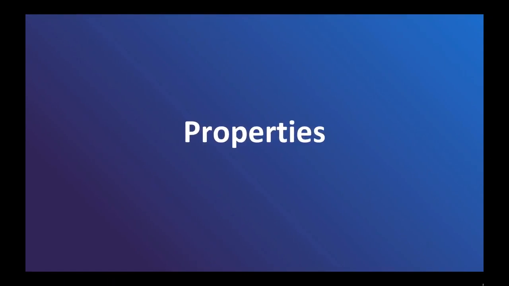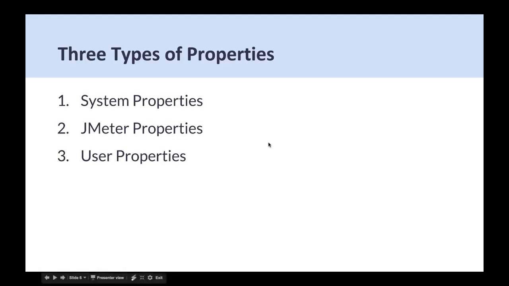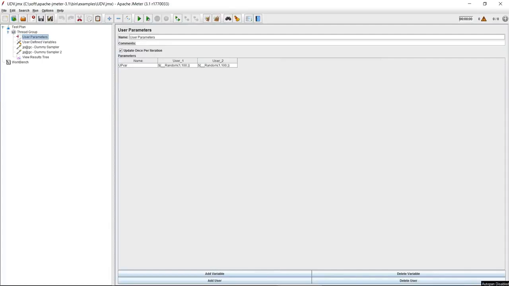Let's move on to JMeter properties. JMeter properties are global and can be defined outside the test plan. Properties control various aspects of the behavior of JMeter and can be accessed and manipulated by elements of your test plan. There are 3 types of JMeter properties: system properties, JMeter properties, and user properties. Let's print out the system properties.